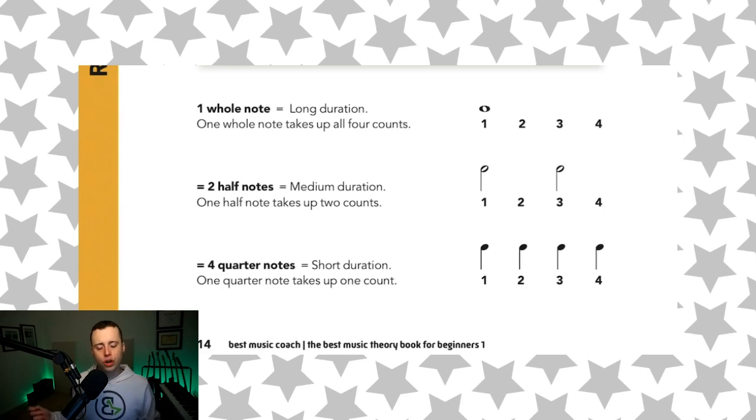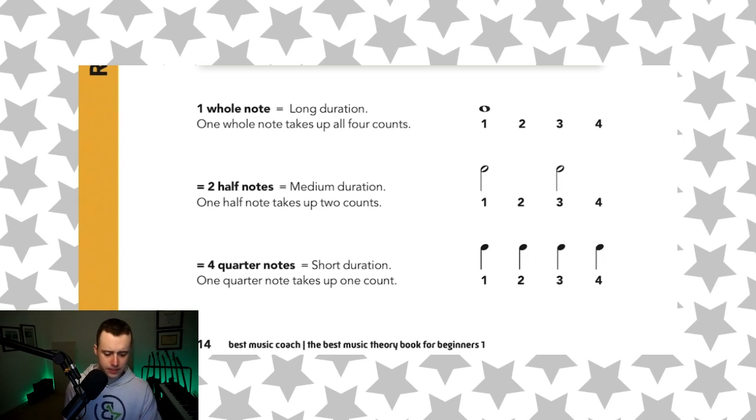And then there's a quarter note, and the quarter note is the closed note head with the stem. And that gets the short duration. Each quarter note gets 1 count each. So that's half the rhythmic value, or half the duration, of the half note. So we have a whole note that gets 4 counts. 1, 2, 3, 4. We have a half note that gets 2 counts. 1, 2. And a quarter note that gets 1 count.